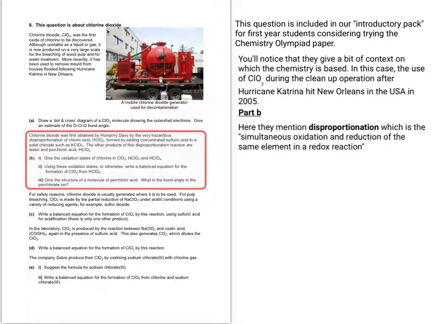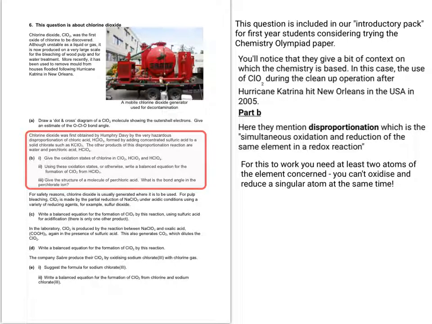So in this question they talk about something called disproportionation. In case you haven't come across this word and you haven't looked it up, basically it means the simultaneous oxidation and reduction of the same element in a redox reaction. So for this to work you need at least 2 atoms of the element concerned, because you can't oxidize and reduce a singular atom at the same time. So for example, if you had 2 different chlorine atoms somewhere in a molecule, one could be oxidized, one could be reduced.